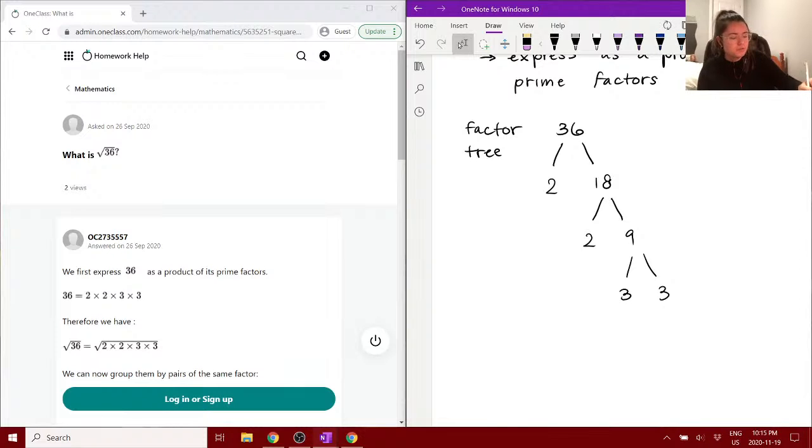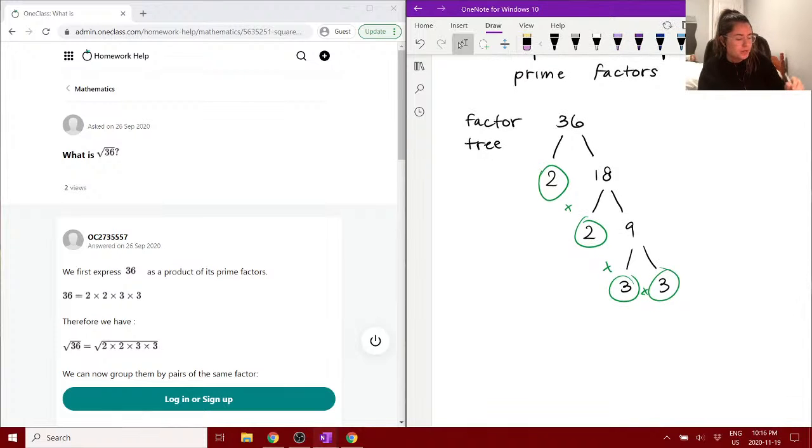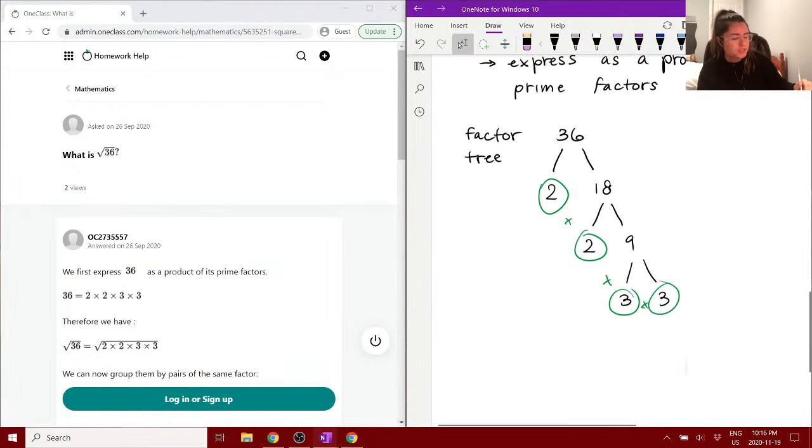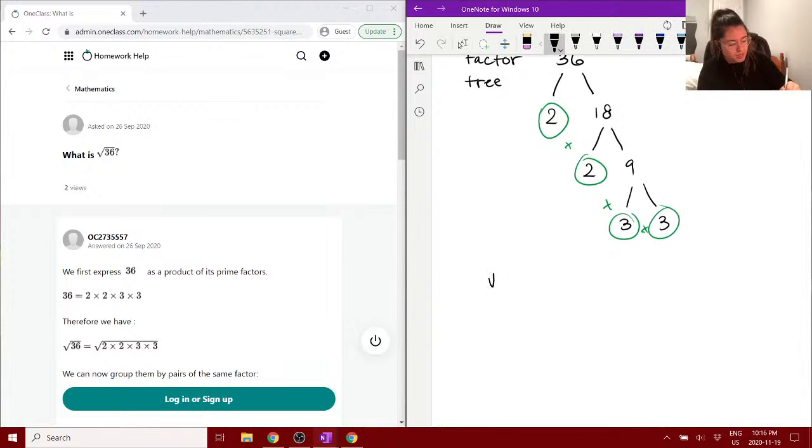Okay? So from this factor tree, we are able to find that 36 has these 4 prime factors. We have 2 times 2 times 3 times 3, and multiplying those prime factors, you'll be able to get 36. So if our original goal was to express it as a product of its prime factors, let's write it like that. So we have 36 is equal to 2 times 2 times 3 times 3.